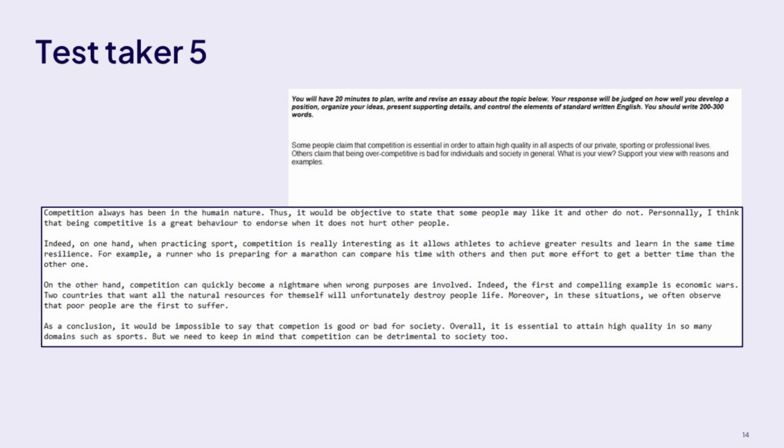This test taker demonstrates good levels of communicative skills and accuracy, typical of high B2 language proficiency in this logically structured essay. They begin by clearly stating their main point, writing, "Being competitive is a great behavior to endorse when it does not hurt other people." They develop an argument, giving reasons in support of the point in the two body paragraphs. Some word choice errors are apparent, but these do not prevent the test taker's point of view from being understood with ease.